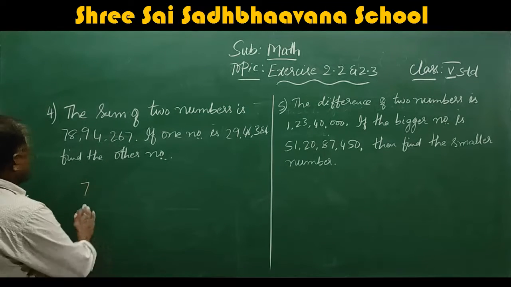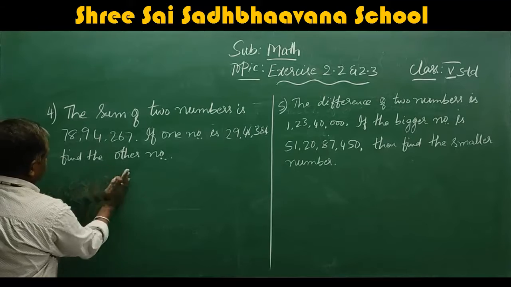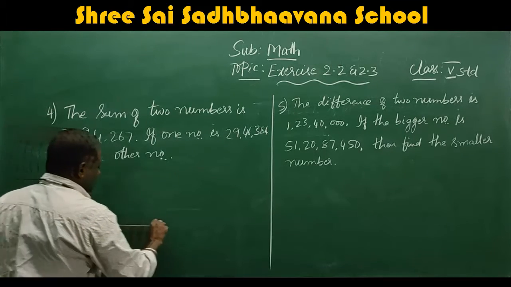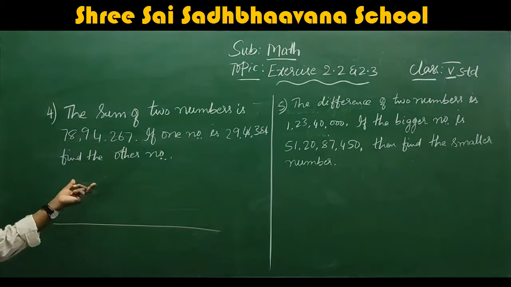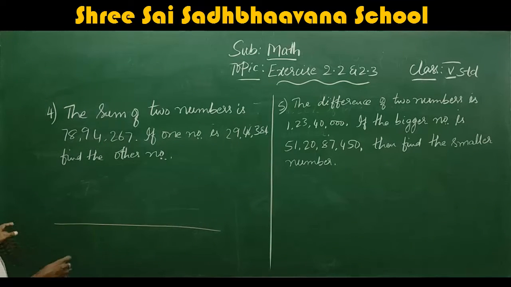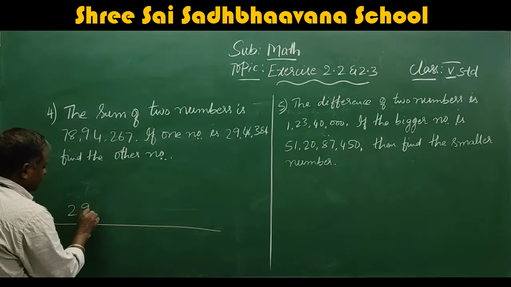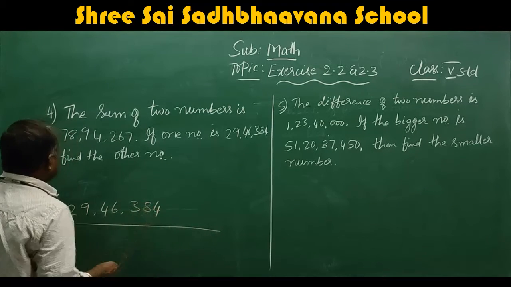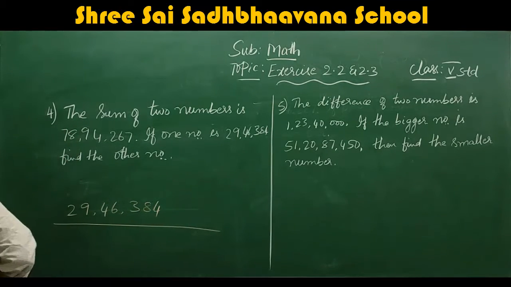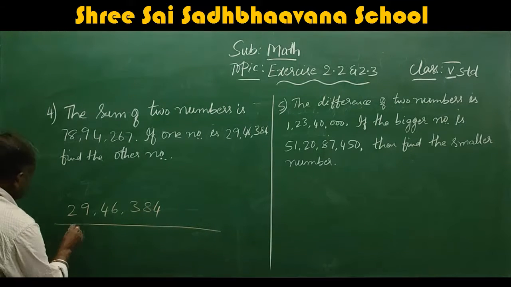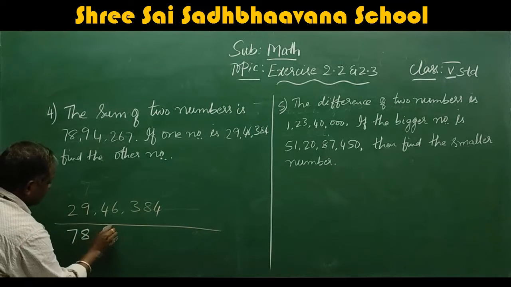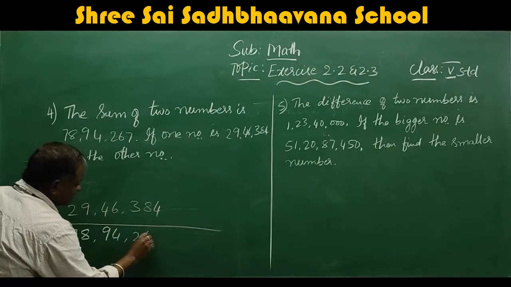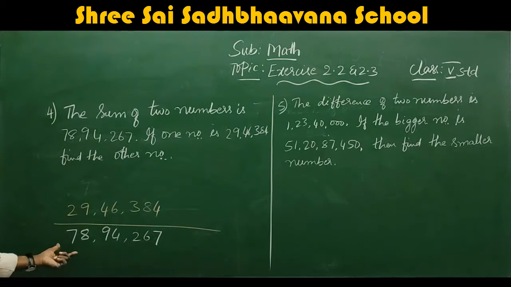The sum of two numbers, they have given the answer. In the same way, how we have done, fill in the gaps, we will do this. The number they have given is 29,46,384. The answer they have given is 78,94,267.